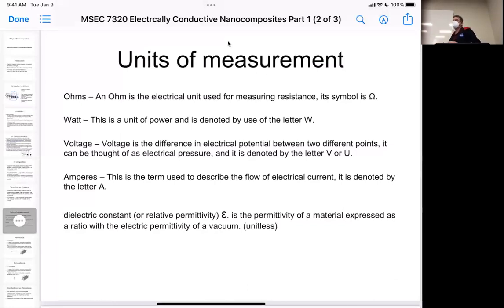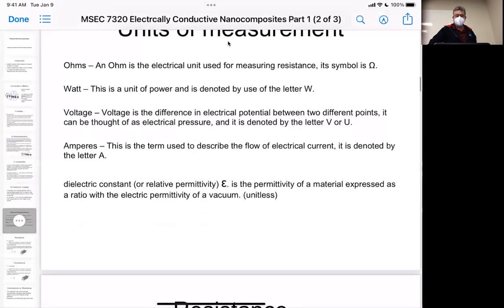And then the dielectric constant is also called the relative permittivity. Permittivity is basically how easily electrons can flow through your system. It's measured as a ratio to vacuum. So how do electrons flow in vacuum? Compare that to your material. Most polymers are dielectric with a factor of 2 or above, but most metals are right at 1, the same as vacuum. So we'll see that come up time and again.